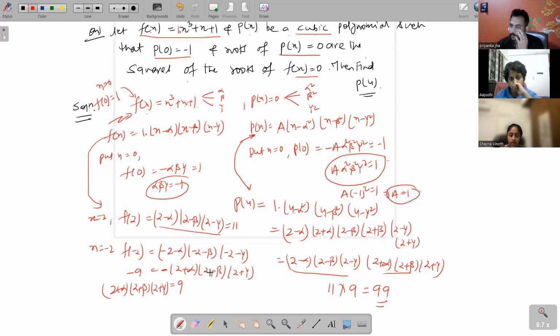How did you get 11? See, put here in this equation, F2. So 8 plus 2 plus 1. Okay. And do the same with minus 2.